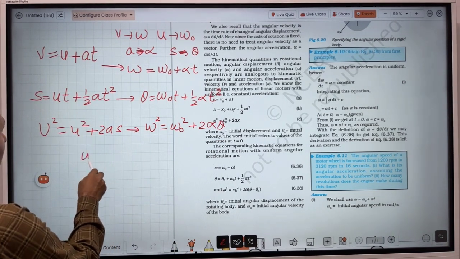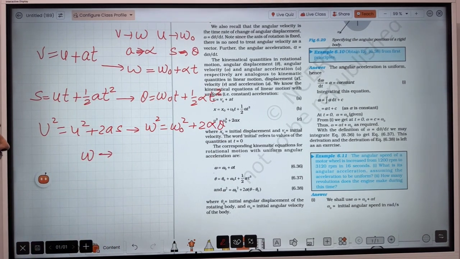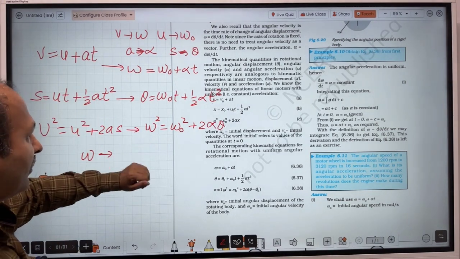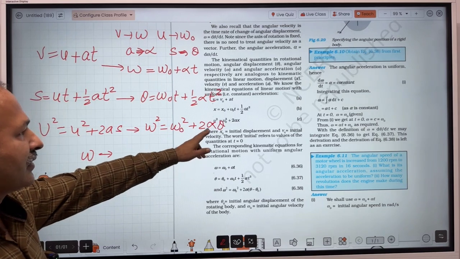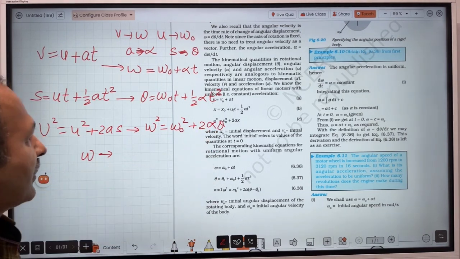You know, omega represents angular velocity. This is final angular velocity. This is initial angular velocity. Alpha is angular acceleration. Theta is angular displacement.